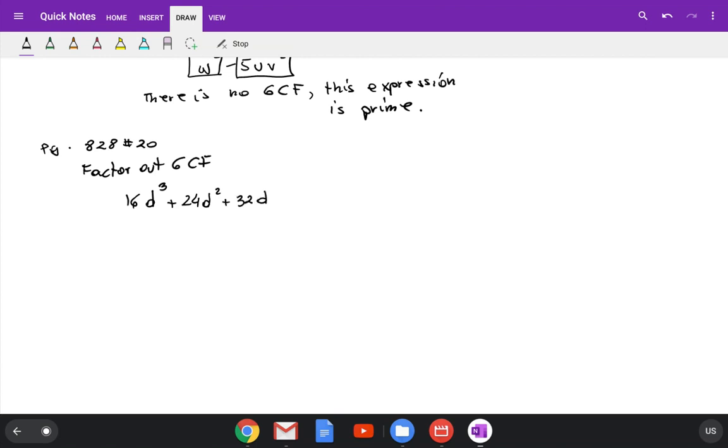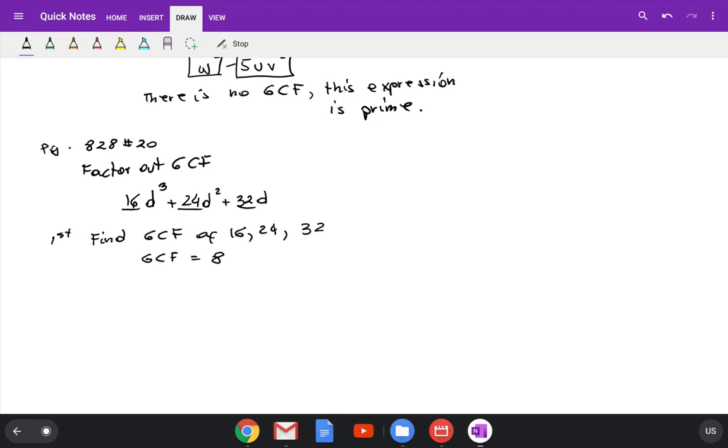Okay, so to find the GCF, first find the greatest common factor of the three integers 16, 24, and 32. Think about the greatest integer which can divide 16, 24, and 32. The greatest common factor will be 8. 8 can divide 16, 8 can divide 24, and 8 can divide 32.